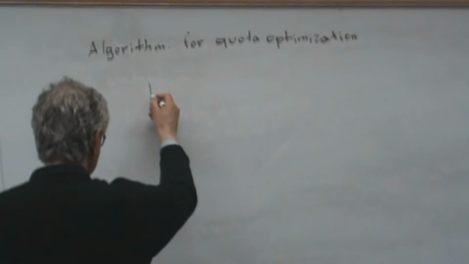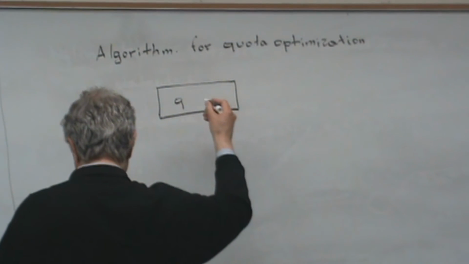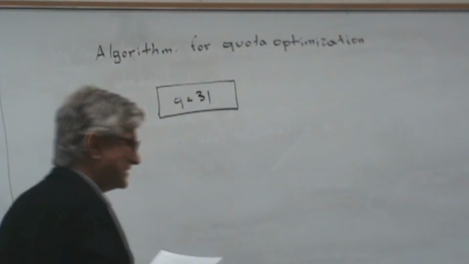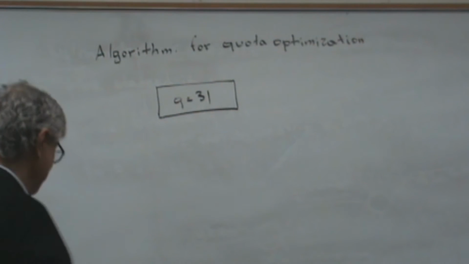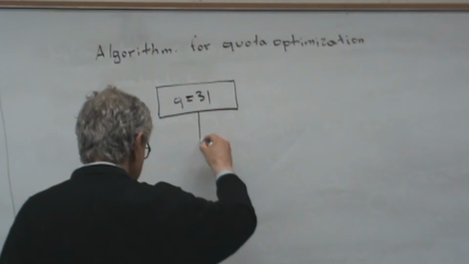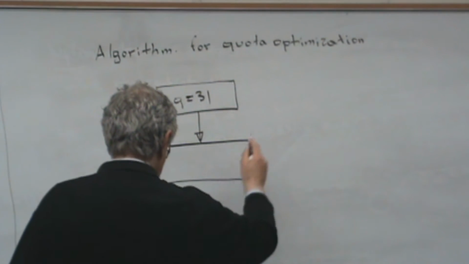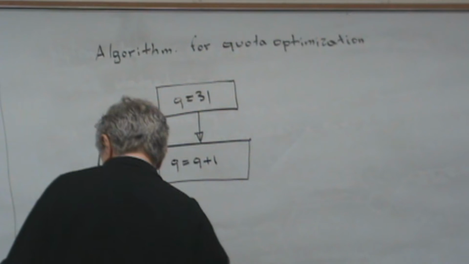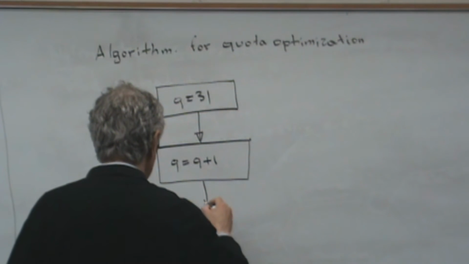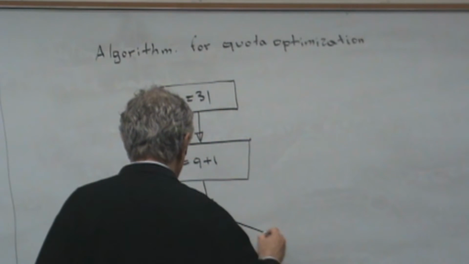Okay, we start with Q equal to 31. We could start with 1, but we'd find the obvious, that until 31 we should accept the reservation. So we start with Q equal to 31, then we add one more reservation that we want to accept, so Q becomes Q plus 1, and then we check the condition, whether we'll increase the profit if we do so.